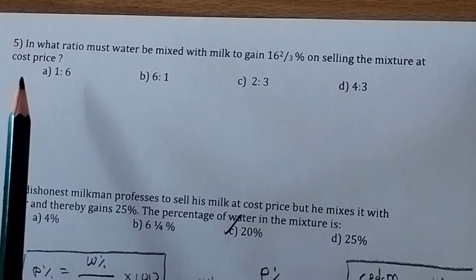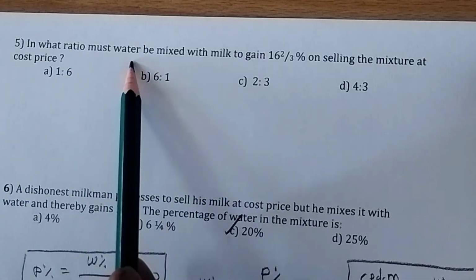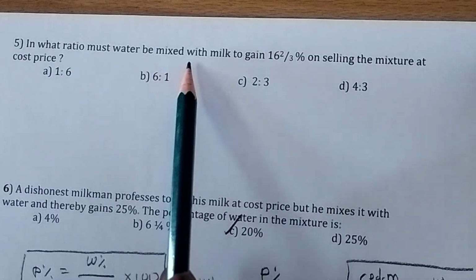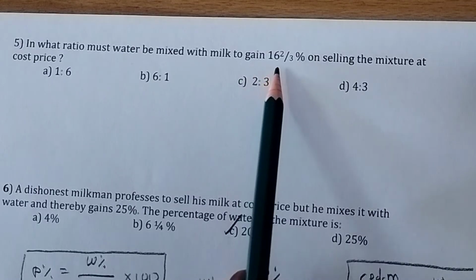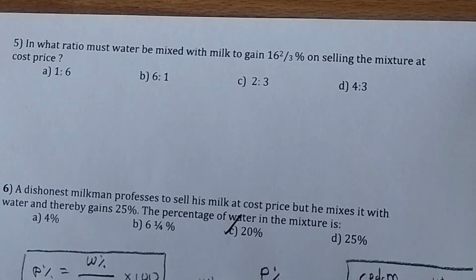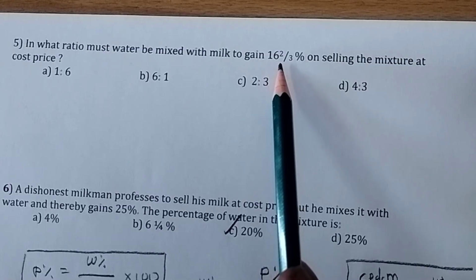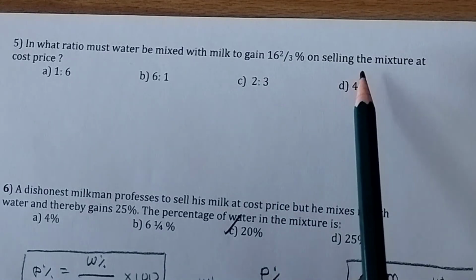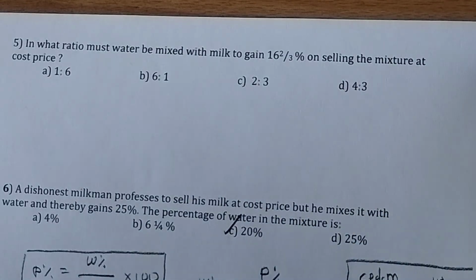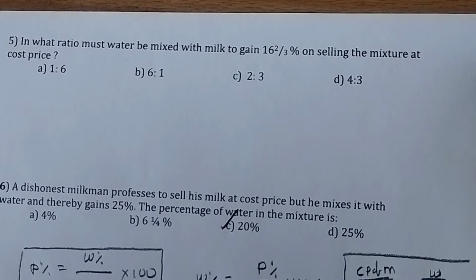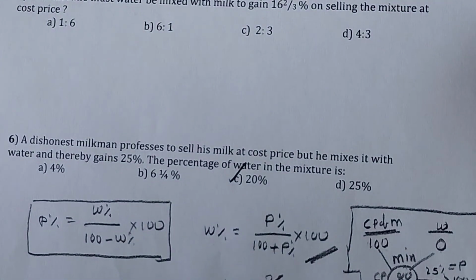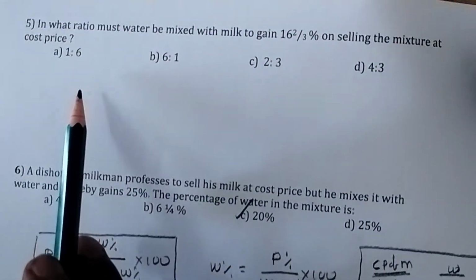The question is: in what ratio must water be mixed with milk? 16 2/3, that means 3 sixteens are 48 plus 2, 50/3%, on selling the mixture at cost price. The same model problem. Here also I can find out in the same model. So this is for you. I hope this question you can do on your own.